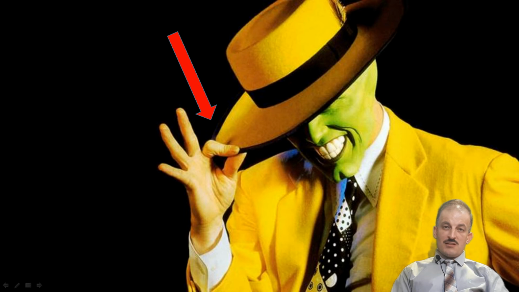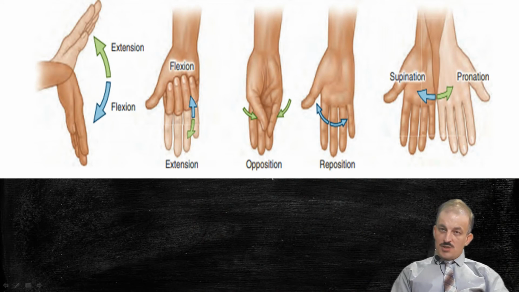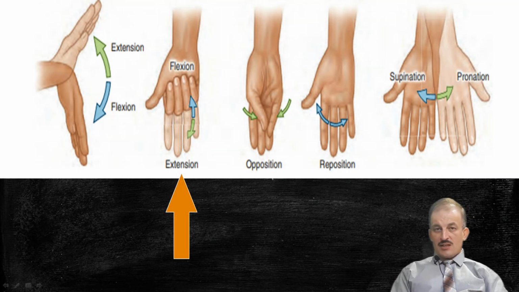Also a position used when you open or close a button, fixing a button of your shirt. Look at these figures: opposition, reposition. This is supination and pronation, flexion, extension. This is flexion, extension of the wrist. This is flexion and extension of the interphalangeal and metacarpophalangeal joints.